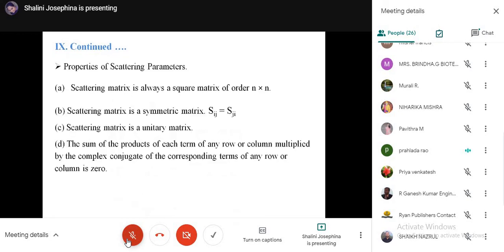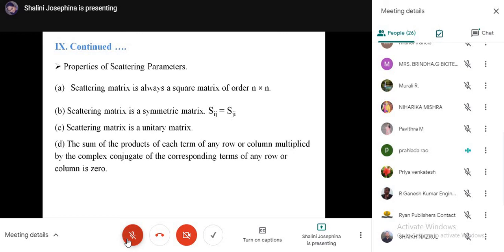Another important point to be noted is that in the S parameter notation, if you say Sij, the first digit always designates the output port, and the next digit designates the input port. Let's say I put it as S23. That means the output port is port 2 and the input port is port 3.